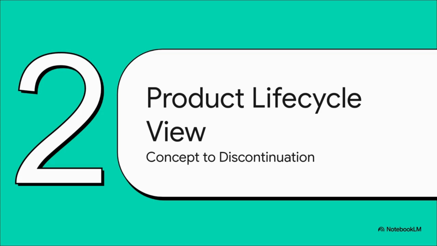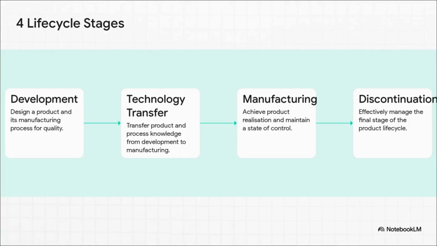ICH Q10 goes way beyond just the factory floor. It introduces this huge idea, the product life cycle view. What that means is quality isn't just something you check for during manufacturing. It's a constant focus, from the very first design of a medicine all the way to the day it's taken off the market. So this whole life cycle plays out over four key stages.